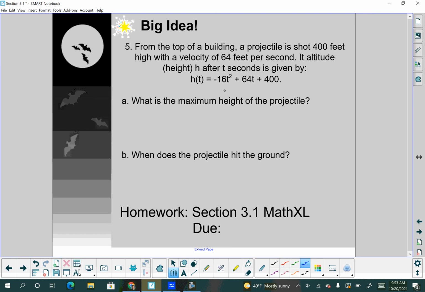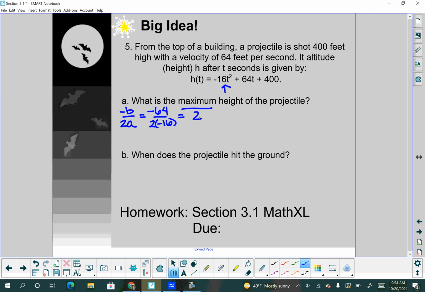Okay, so again, we have a quadratic. It's got a negative in front of it, which means it's opening down, which means the maximum point that we're asking for is the vertex. So that's all we need to find here is the vertex. Opposite of B over 2A. What is the opposite of B? Negative 64. 2 times A, negative 16. That's negative 64 over negative 32, which is a positive 2.